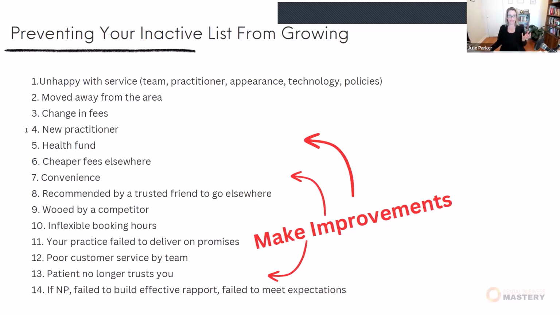If you've got a new practitioner in place, and if that's not relevant, forget about it as a reason. If it is relevant, make sure that you are including that as part of your messaging when you are communicating with these inactive patients.